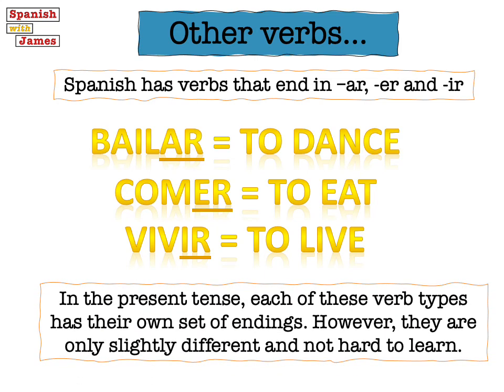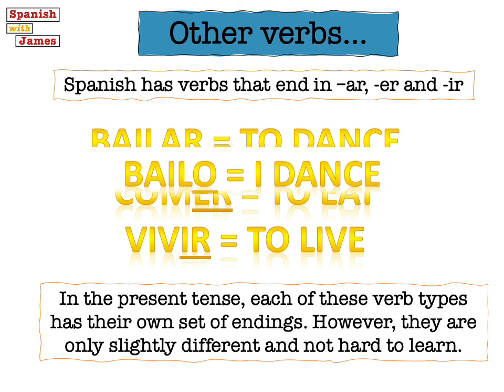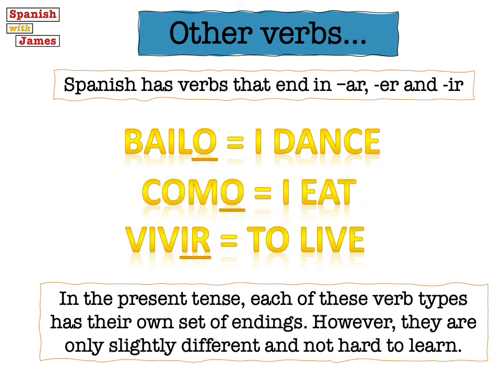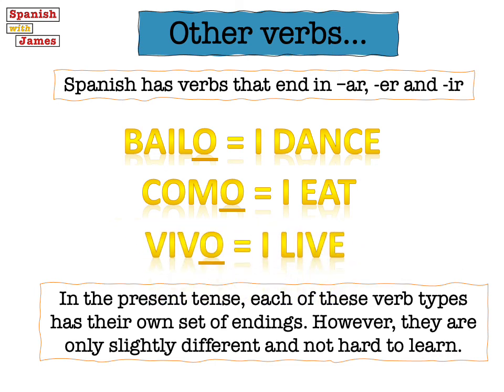And the present tense endings for each of these different types of verbs is slightly different, but they're only a little bit different and they're not hard to learn. In fact, for the I form, it's the same ending for all of them. So if we want to say I dance, we know that it's bailo. So if I tell you that the ER ending is the same in the I form, what would comer be? It's going to be como. So como, I eat. Como chocolate, I eat chocolate. And the same with the IR verb. So vivir, to live. Vivo, I live. Vivo en Inglaterra. I live in England.